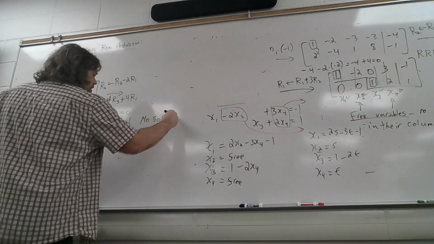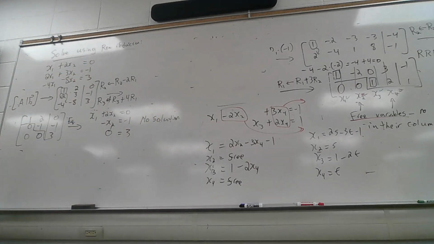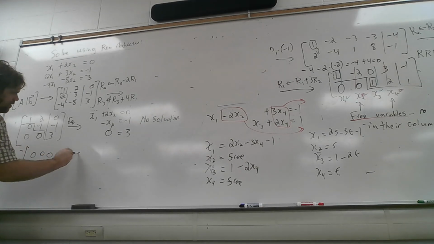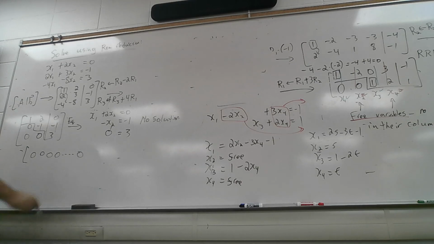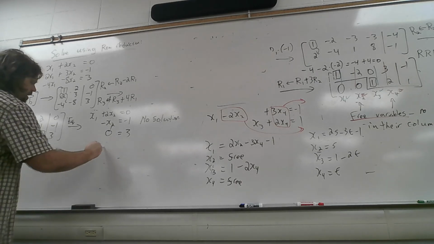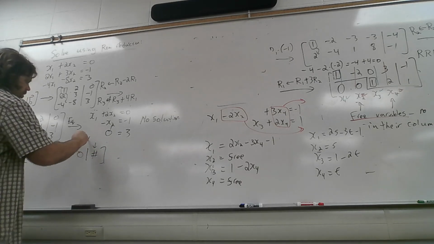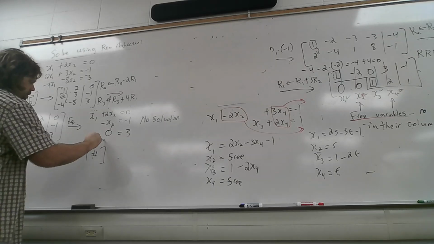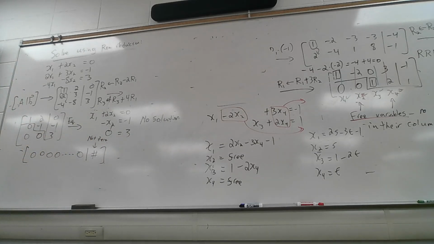So you can stop as soon as you run into something that looks like this. If you've got a row of zeros, who cares how many there are, and then you've got a non-zero number, just stop and say no solutions, right? You're done. You could just stop right there.